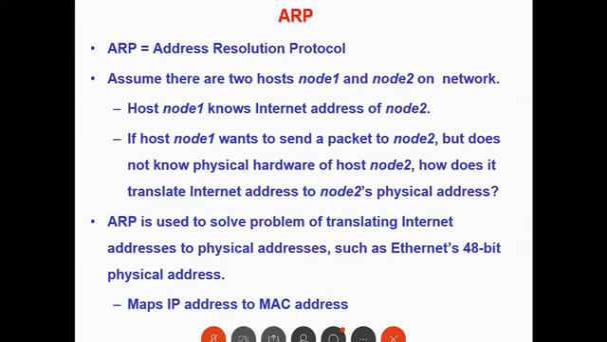If node 1 wants to send a packet to node 2 but doesn't know the hardware address of node 2, how does it translate, and how will it send the packet to node 2's physical address? ARP is used to solve the problem of translating the internet address into the MAC address or physical address, such as Ethernet 48-bit. That is nothing but your MAC address. ARP maps the IP address to the MAC address.